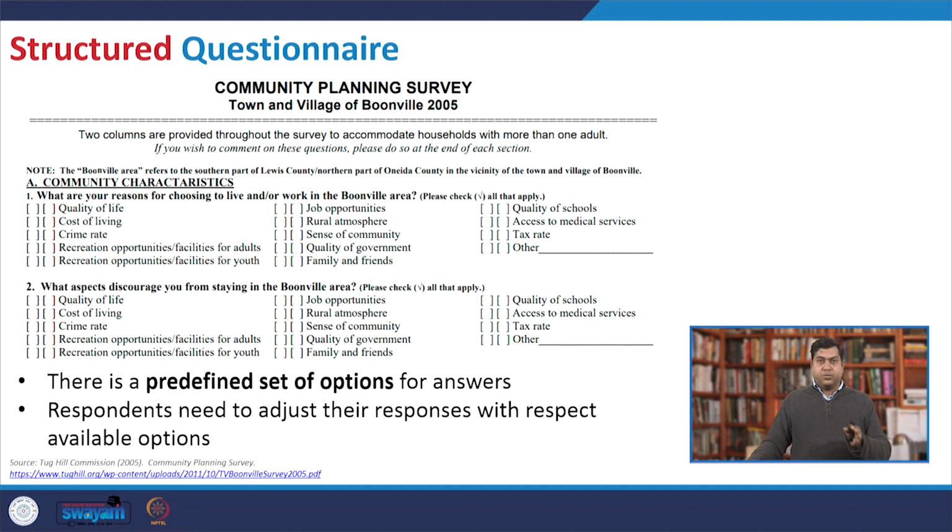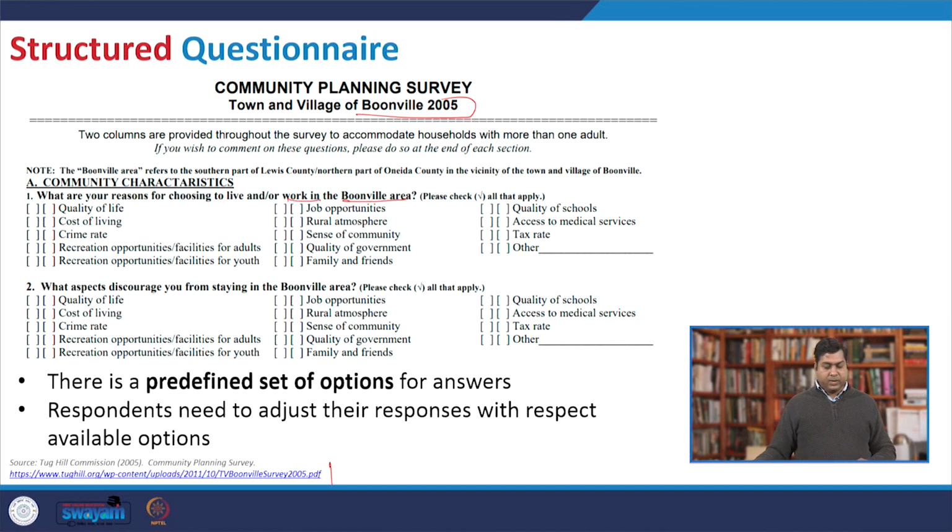Now we'll discuss, one after another, the typology that we have discussed. First we go with the structured questionnaire. This is one such example I have picked up from this particular source, the community planning survey in the town and village of Bon Valley, 2005. In this case, you can see that there are certain questions that were asked, like what are your reasons for choosing to live or work in that particular area.